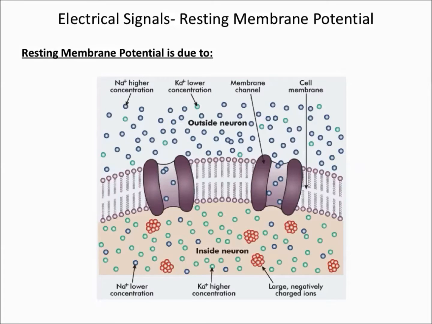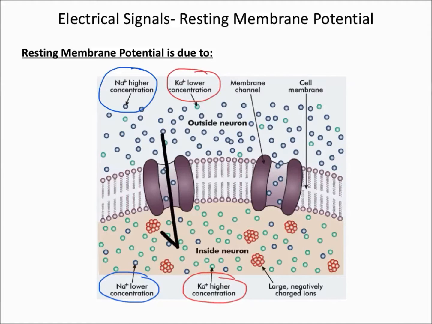There are several factors that contribute to the resting membrane potential. The first factor is that there is a high concentration of sodium ions outside of the axon and a low concentration of sodium ions inside the axon. The second factor is that there is a high concentration of potassium ions inside the neuron and a low concentration of potassium ions outside the neuron. And finally, the last set of factors that contribute to the resting membrane potential are the closing of the voltage-gated sodium ion channels and the closing of the voltage-gated potassium ion channels. These channels being closed prevents sodium and potassium ions from flowing into or out of the axon.